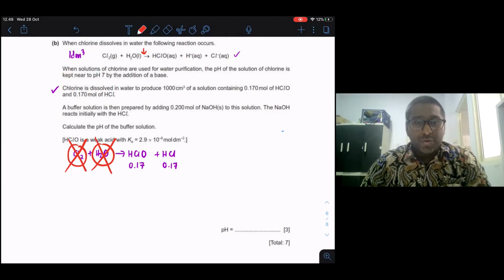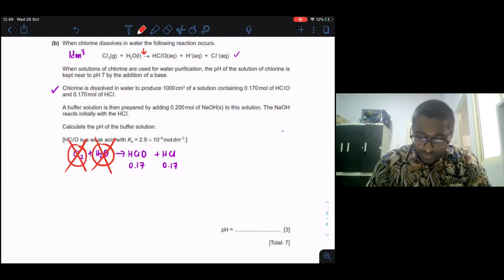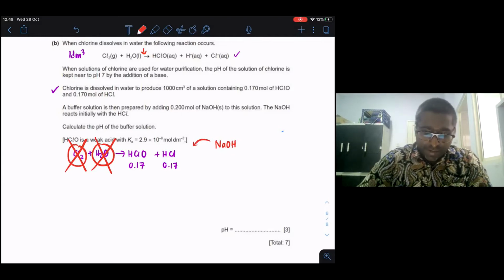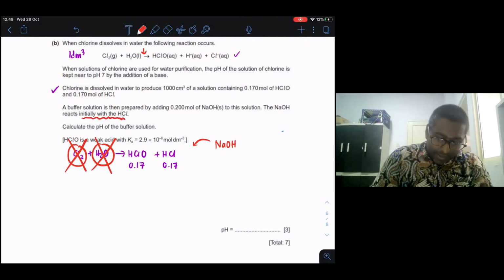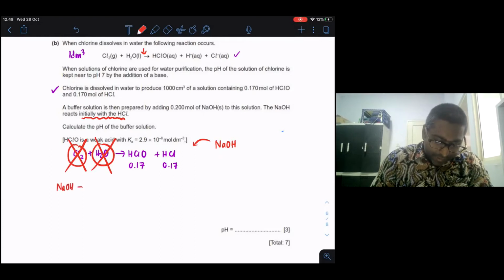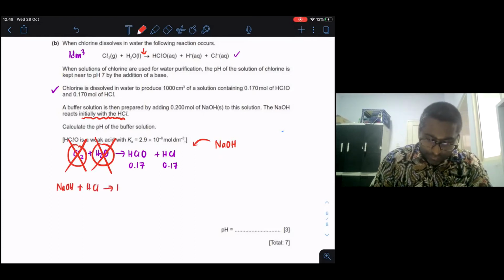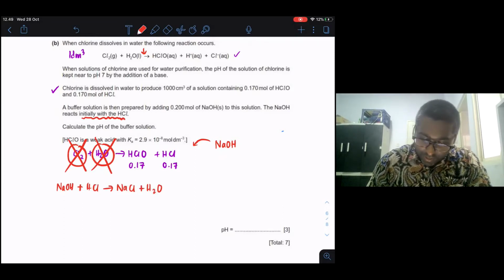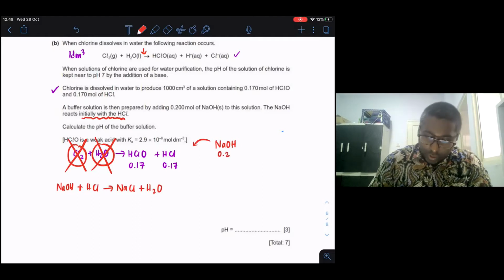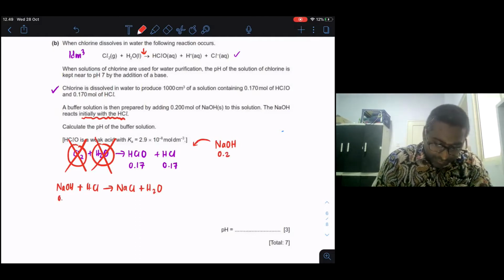And then you are adding 0.2 moles of sodium hydroxide into this solution. And they have mentioned that sodium hydroxide will react initially with HCl. Let's write the equation for that first. NaOH reacts with HCl to give you NaCl plus H2O. So it's just a simple neutralization reaction. And do remember, NaOH, I have 0.2 moles. So I'll write down all the number of moles that I have: NaOH 0.2 moles, HCl 0.17 moles.